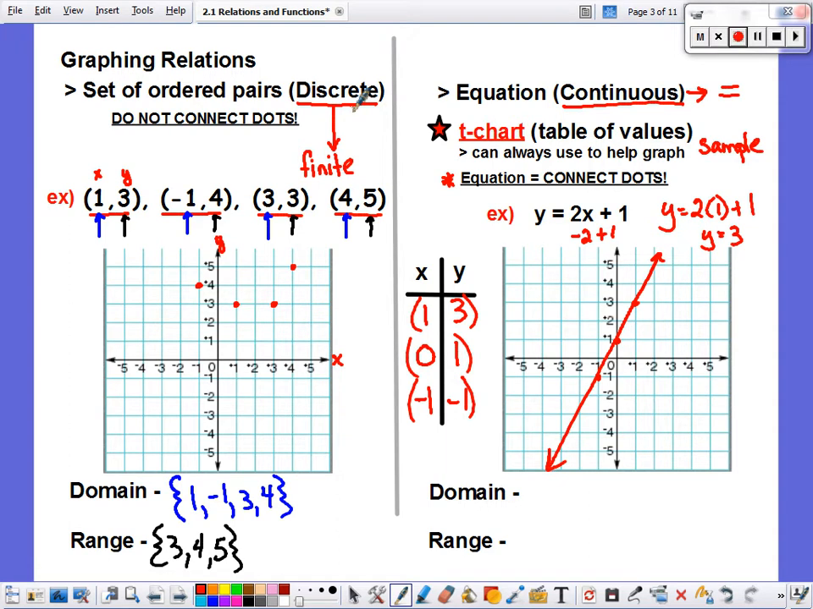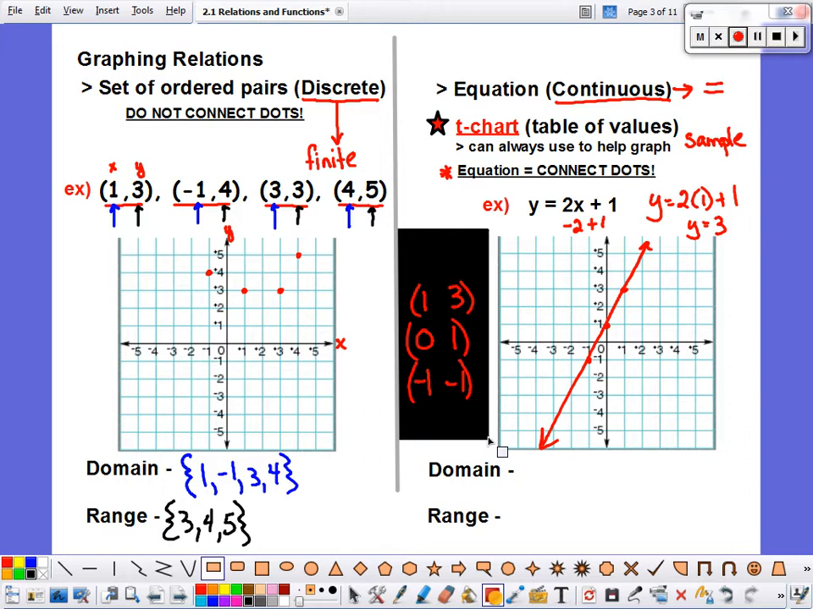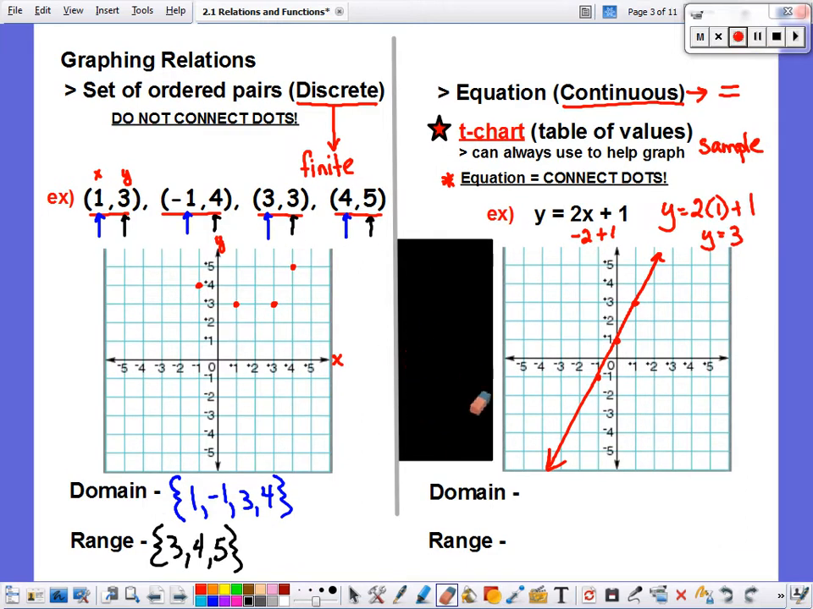Now, once we're done graphing, we are completely done with the table of values or the t-chart. I don't even want to look at it. Here's a pitfall, a stumbling block: a lot of students want to look at the t-chart to see what the domain and range are. They go, oh, it's 1, 0, negative 1, right? No, those are just a sampling of the domain and range.